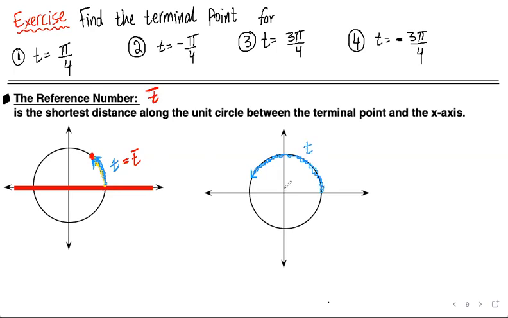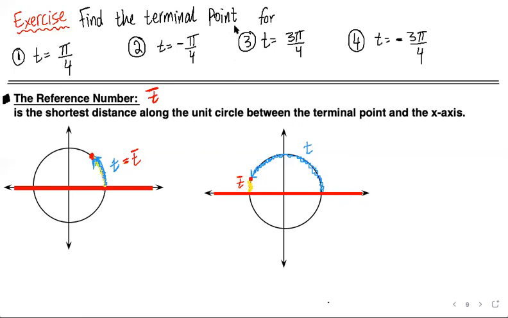This is my t. So what is now the reference number? The reference number is the smallest distance between the terminal point, this is my terminal point, and the x-axis. Here's again my x-axis. So the smallest distance between the terminal point and the x-axis is this distance. So this is my t bar.